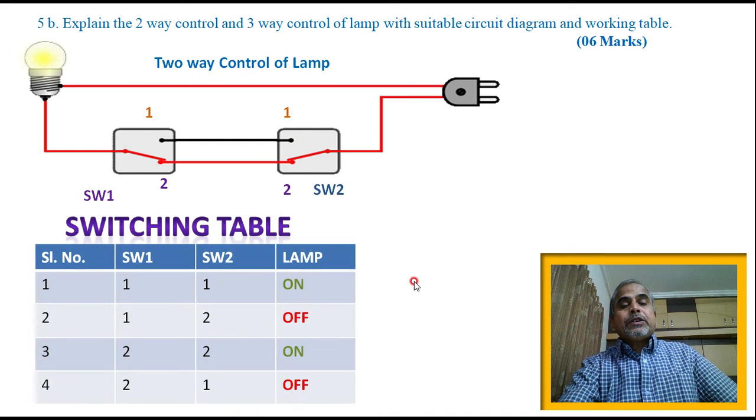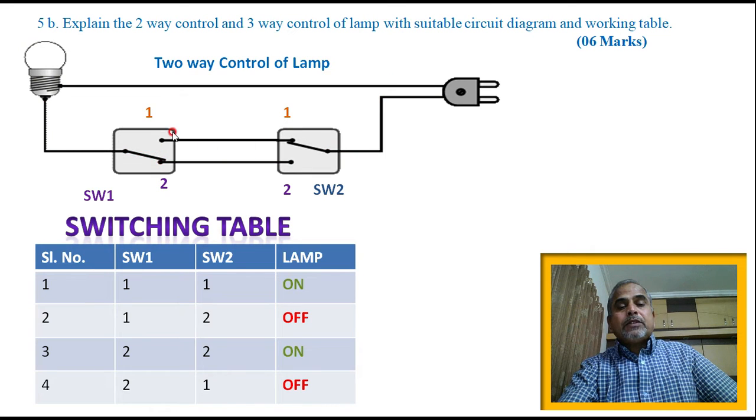Then I have a switching table. You just have to write the different combinations of switch positions, and whether the bulb is on or off when you give a supply to the circuit. If both are at 1, you can observe there is a connection here, 1, 1, and there is a flow of current, so the light will be on.